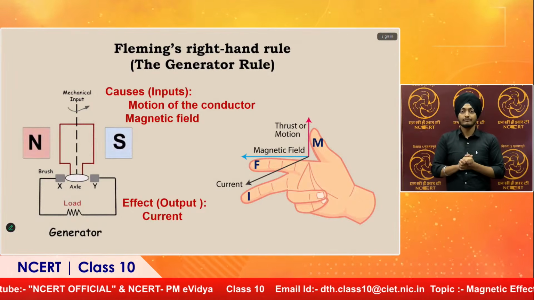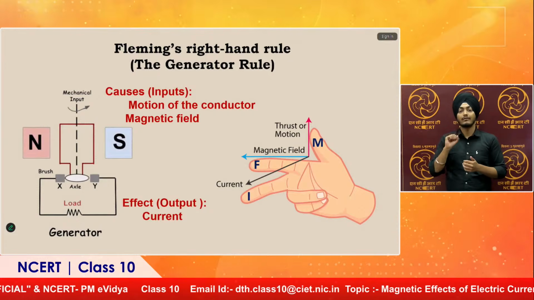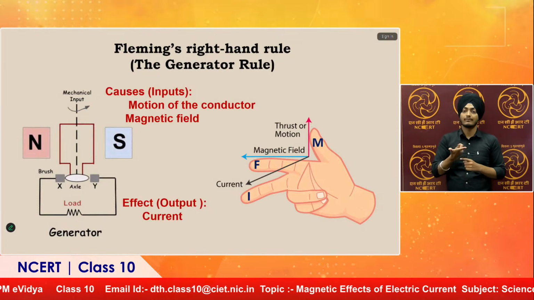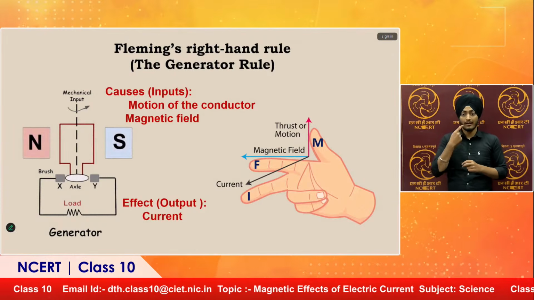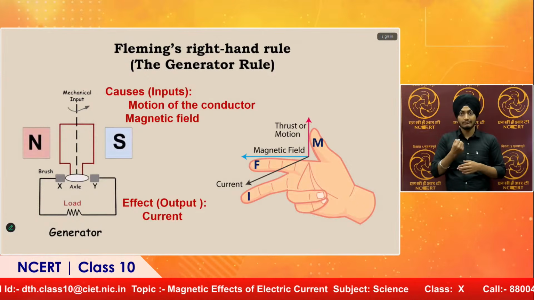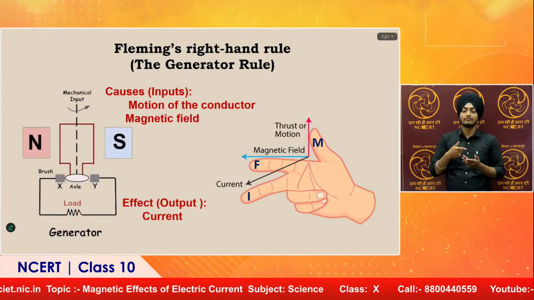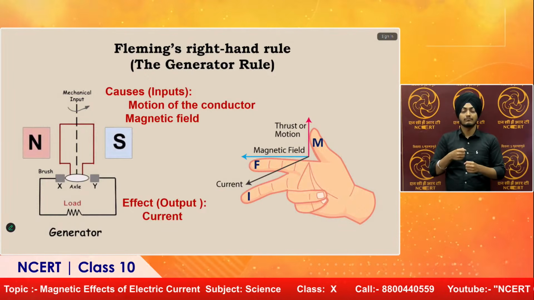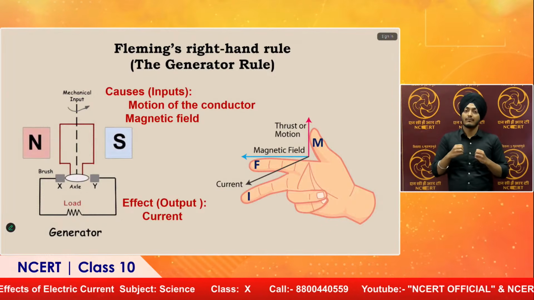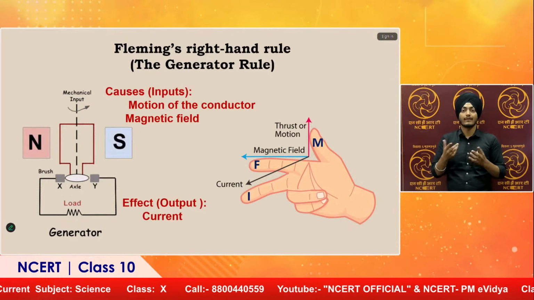Fleming's right hand rule is created to find out the direction of current. That means if you know the motion of the conductor and the magnetic field, we can find out the direction of the current. That rule is otherwise called the generator rule. Because in a generator, current is generated by changing the magnetic field and the motion of the conductor. In the other case, Fleming's left hand rule is used.